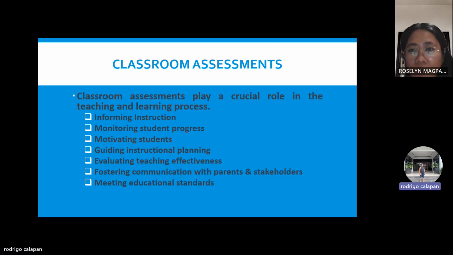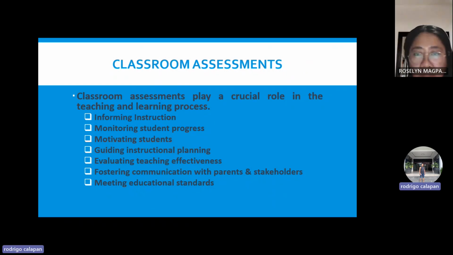Second, monitoring student progress. We all know assessments help track students' progress over time. And that is what teachers do most of the time. During PTC or parent-teacher conference, they show report cards as evidence of the student's progress over time to the parents.